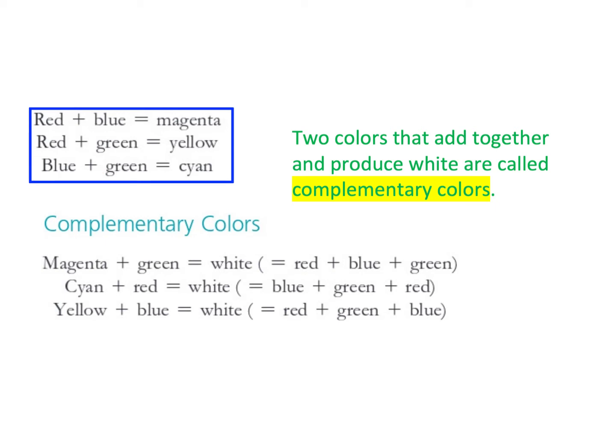Now let's look at that first one because that's the one we've been talking about. Red plus blue gives us magenta. That's missing green. Red plus blue plus green would give us white light. So that means magenta plus green would give us white light. And we actually see this down here. Magenta plus green equals white.